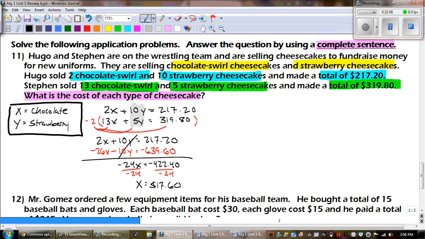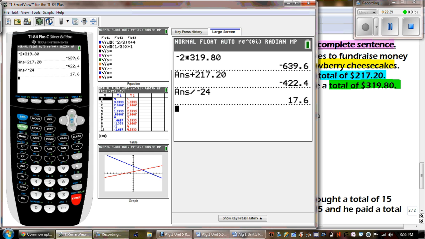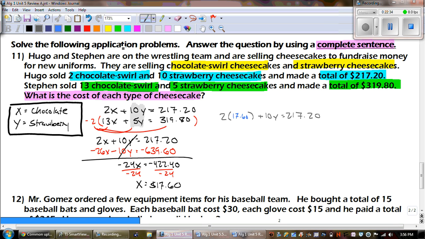Now to find out what y is, I'm going to plug into the original equation, and I'm going to do this top one. 2x plus 10y equals 217.20, and we're plugging in the 17.60. So we have to do 17.60 times 2, and we get 35.20. So that's $35.20.